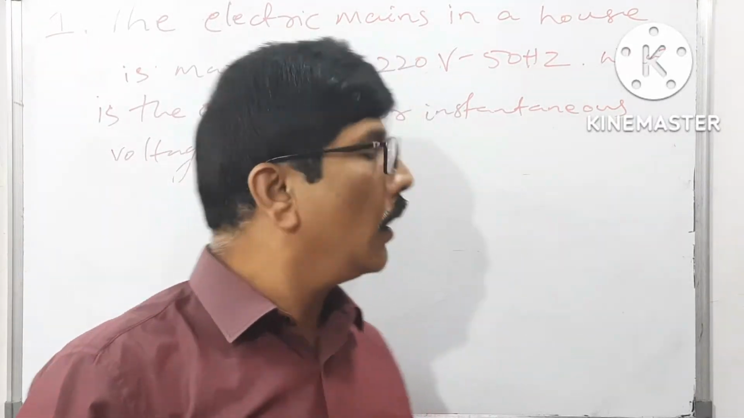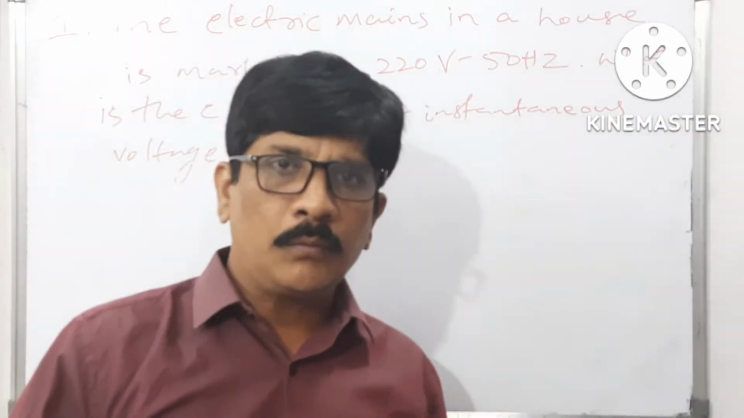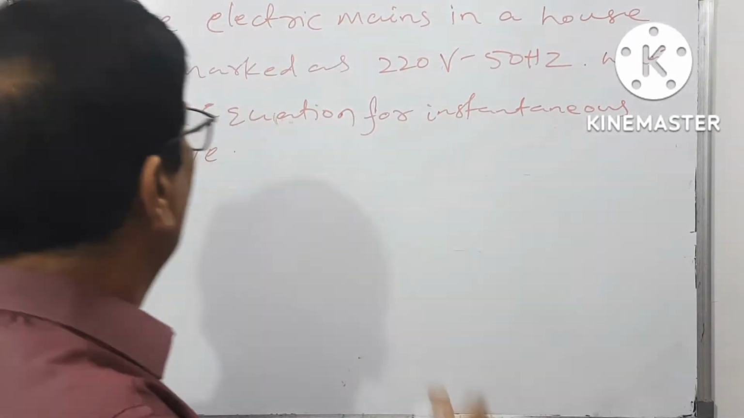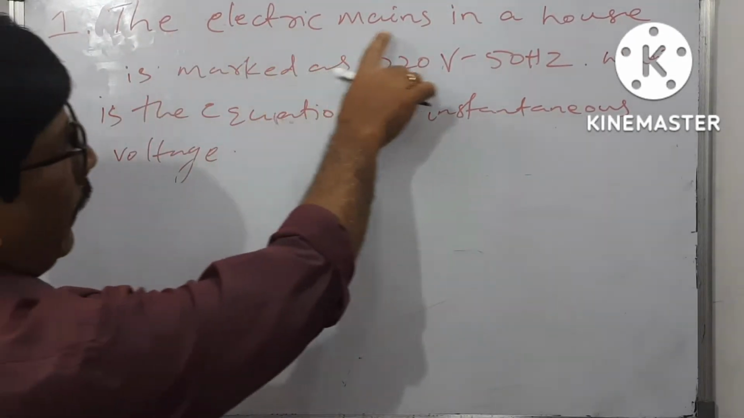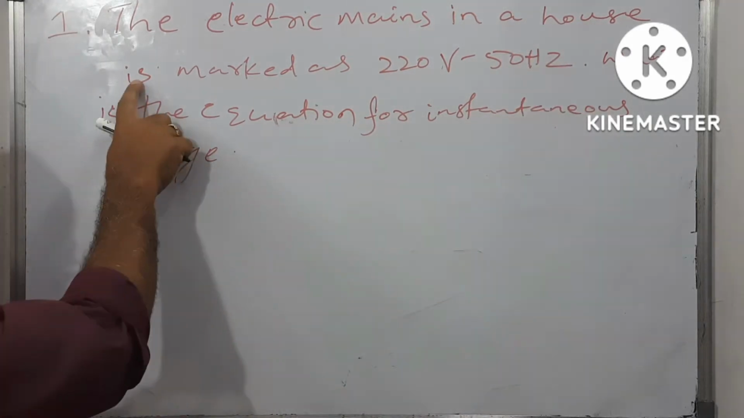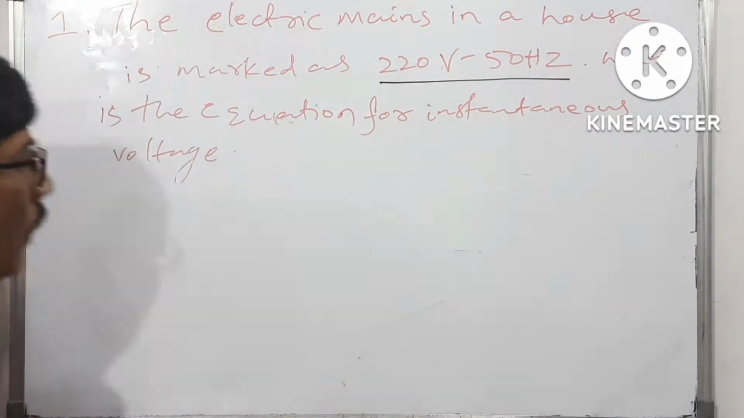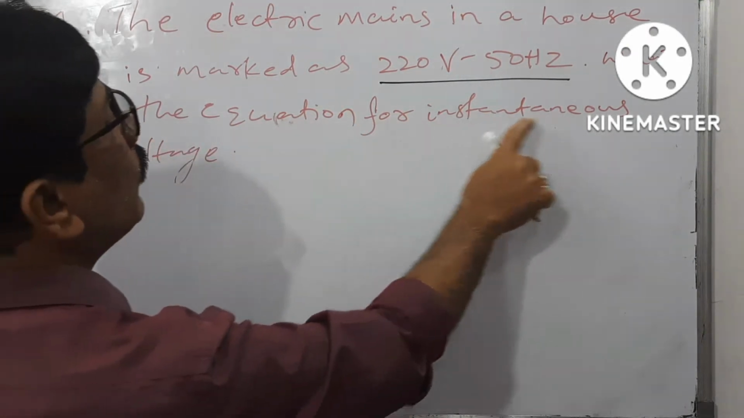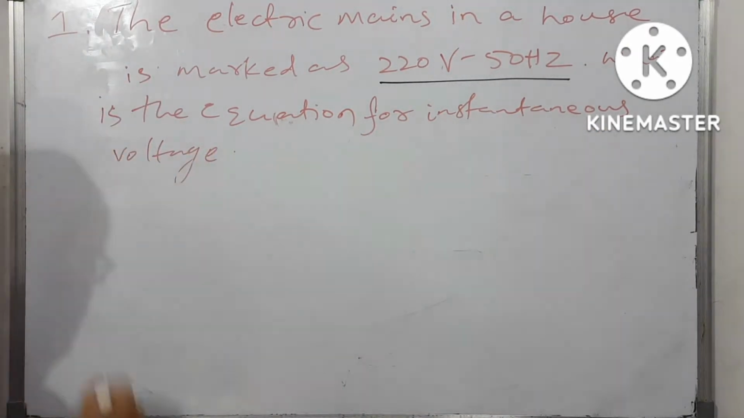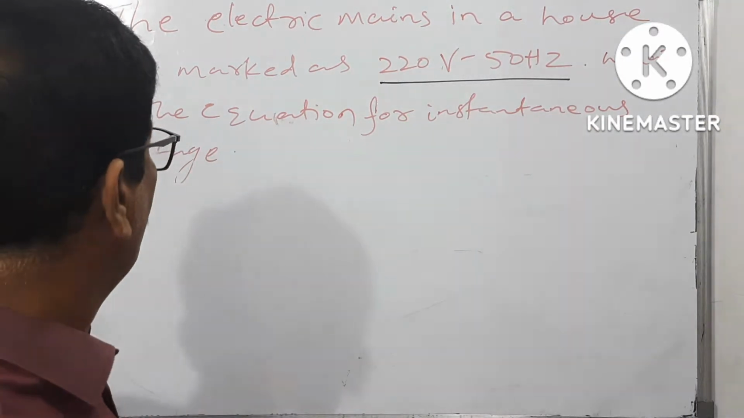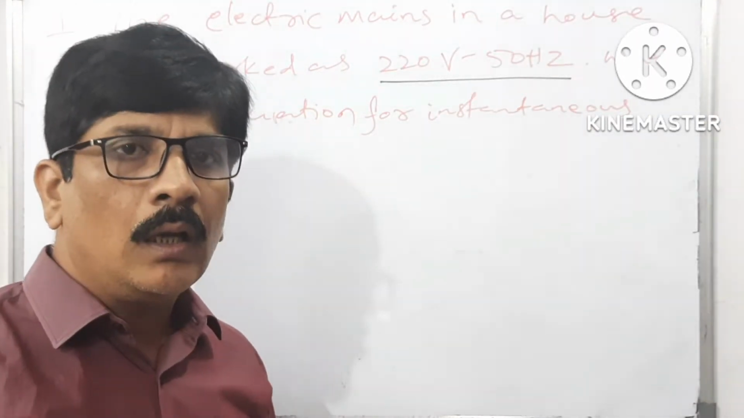My dear students, today I am going to explain a few problems on alternating current basics. Okay, the first question: the electric mains in a house is marked as 220 volts and 50 hertz. This is given. What is the equation for instantaneous voltage? First you need to find the equation for instantaneous voltage. First you should know the relation.